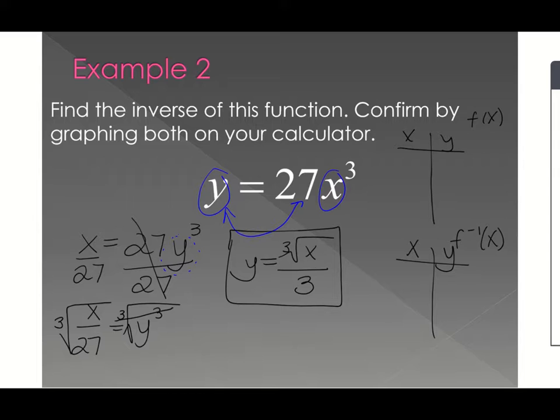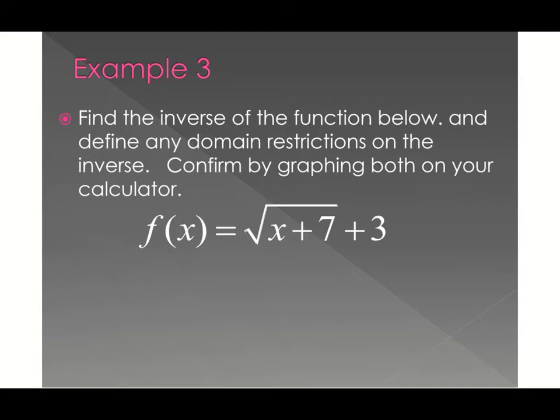So you could look at your x values, copy down your y values from y1, and then you would see that your x values and your y values from y2 are just your original function, but switched. And example 3, it says find the inverse of the function below and define any domain restrictions on the inverse and confirm by graphing both on your calculator.